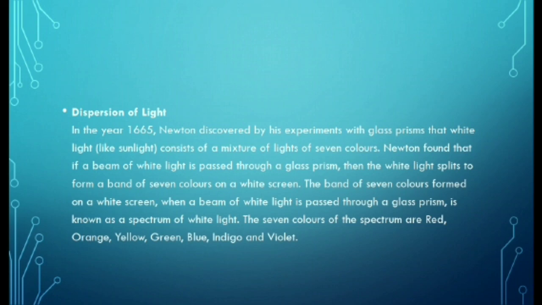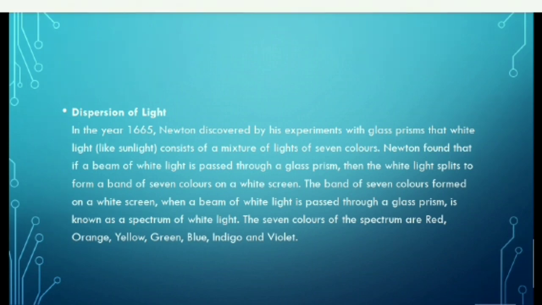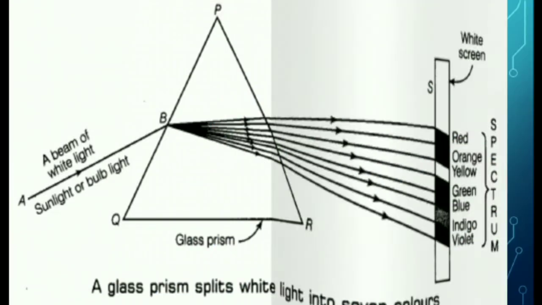The band of 7 colors formed on a white screen when a beam of light is passed through a glass prism is known as the spectrum of white light. The 7 colors of the spectrum are red, orange, yellow, green, blue, indigo and violet. This is a diagram of the glass prism.